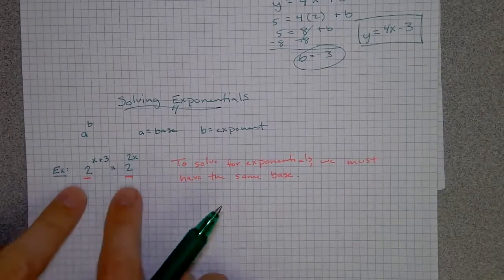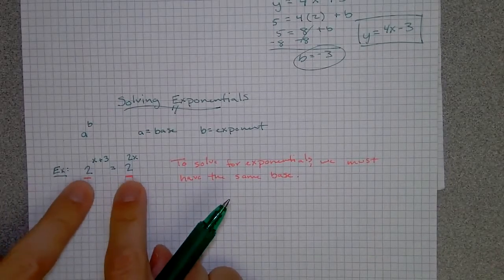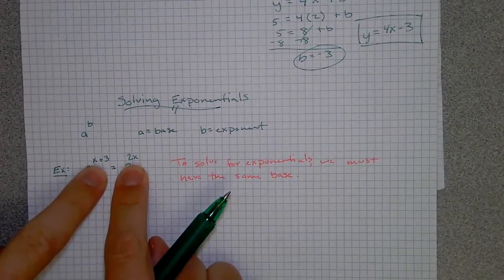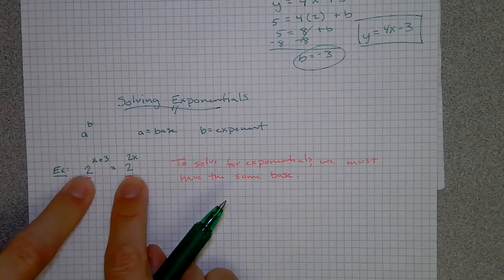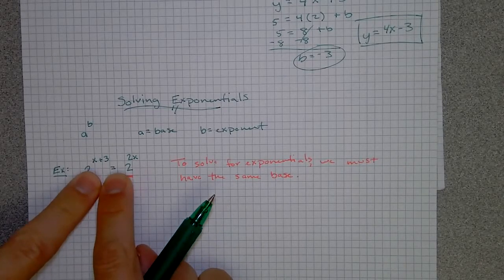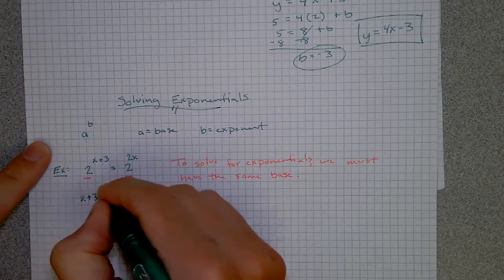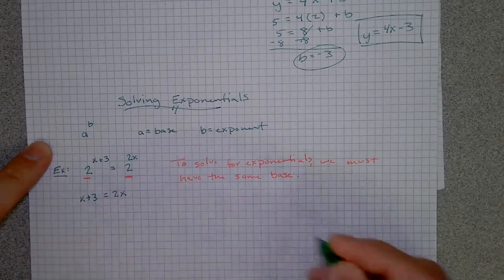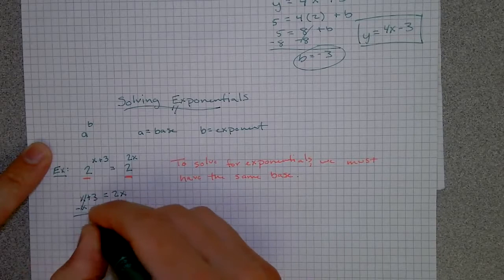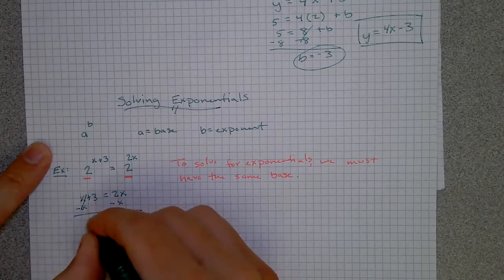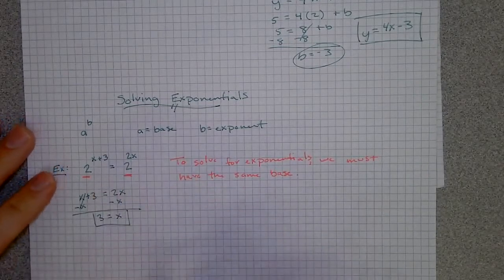All right. The reason we need the same base is that if our bases are the same, then our exponents have to be the same. Okay, since these are both base 2, we know that for this equation to be equal, our exponents need to be the same. x plus 3 has to equal 2x. Subtract x. We get 3. I did it right.